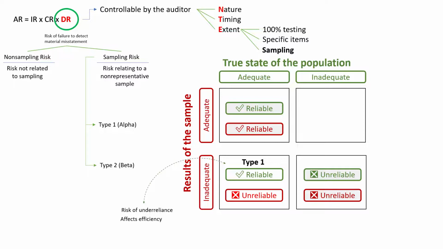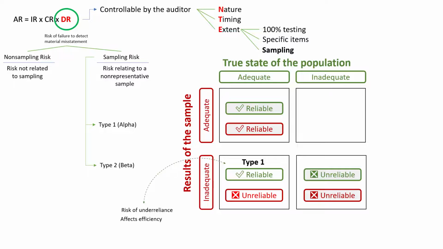So let's stretch the story further. We performed sampling, and the sample said we should not rely, when in truth we should have relied. Because we did not rely, we decided to perform extensive substantive testing. And since we performed extensive substantive testing, it took us a long time to finish the audit, thereby affecting efficiency.